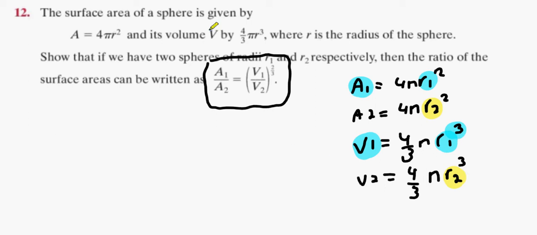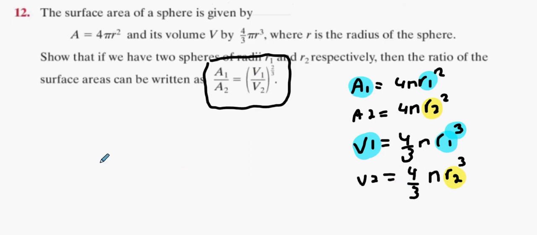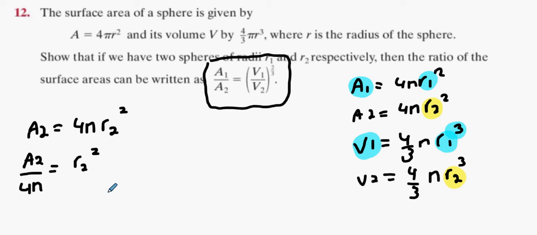So here's my suggestion. A2 is 4 pi R2 squared, yeah? We're going to get R2 on its own. So how do we get R2 on its own? A2 divided by, anybody? 4 pi equals R2 squared. And then finally, what's R2 on its own then? Whatever we say, the square root of A2 over 4 pi.